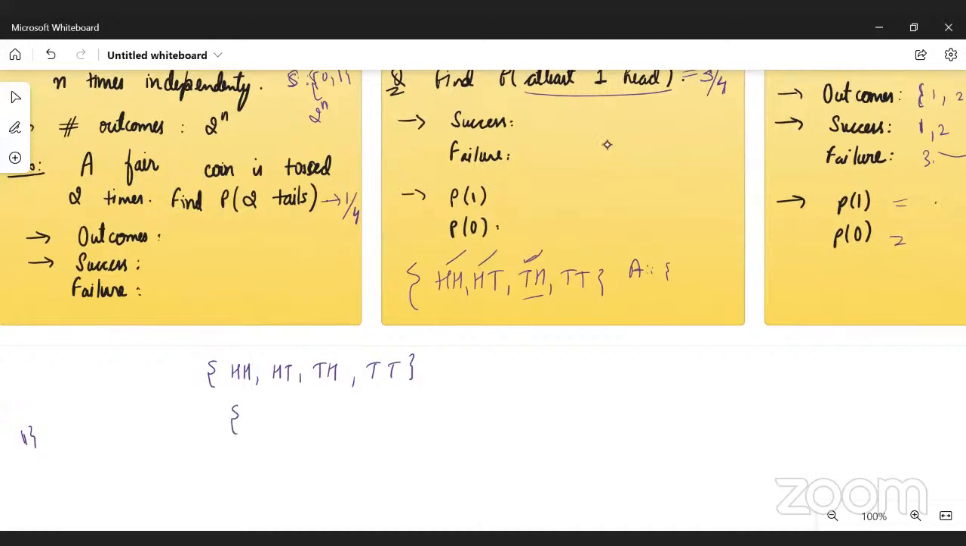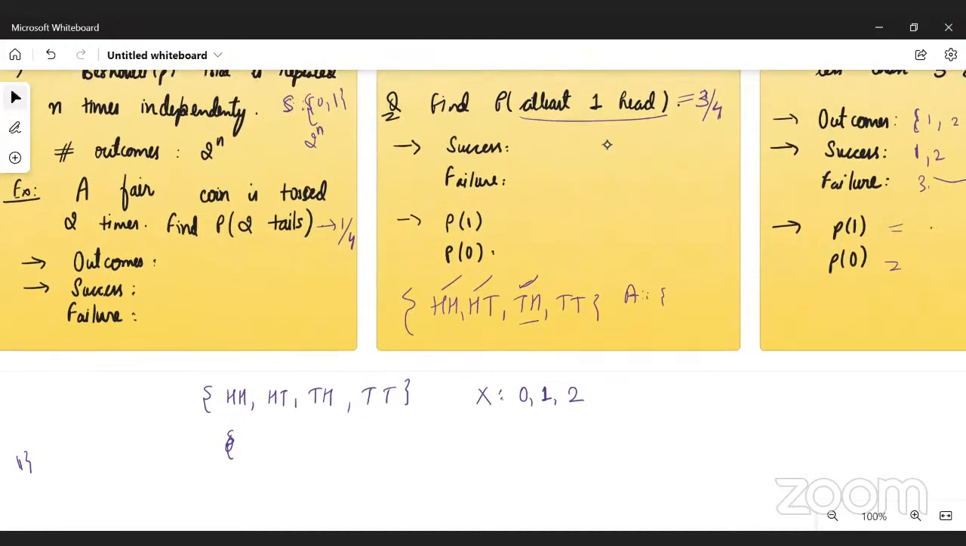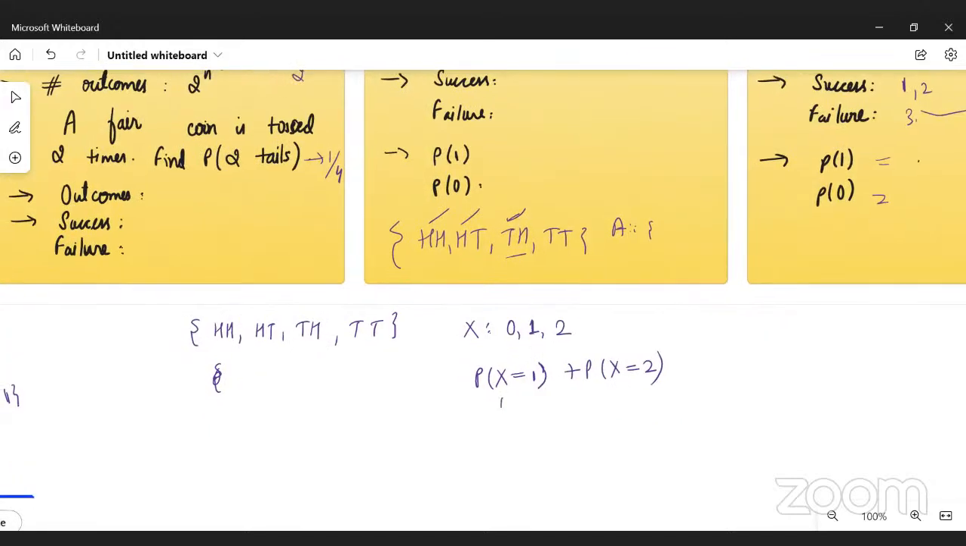So the number of heads that I can have, let's say X, is either 0 or 1 or 2. We cannot have more than 2. So what is the probability that you have at least one head? It means the probability that X equals 1 plus the probability that X equals 2, right? Yes, ma'am, because we're asking for at least one head, so greater than or equal to 1. So what is the probability X equals 1?